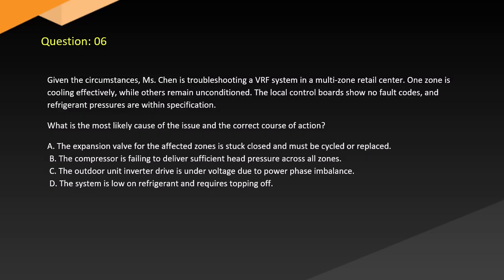Question 6. Chen is troubleshooting an air system in a multi-zone retail center. One zone is cooling effectively, while others remain unconditioned. The local control boards show no fault codes, and refrigerant pressures are within specification. What is the most likely cause of the issue and the correct course of action? A. The expansion valve for the affected zones is stuck closed and must be cycled or replaced. B. The compressor is failing to deliver sufficient head pressure across all zones. C. The outdoor unit inverter drive is under voltage due to power phase imbalance. D. The system is low on refrigerant and requires topping off.